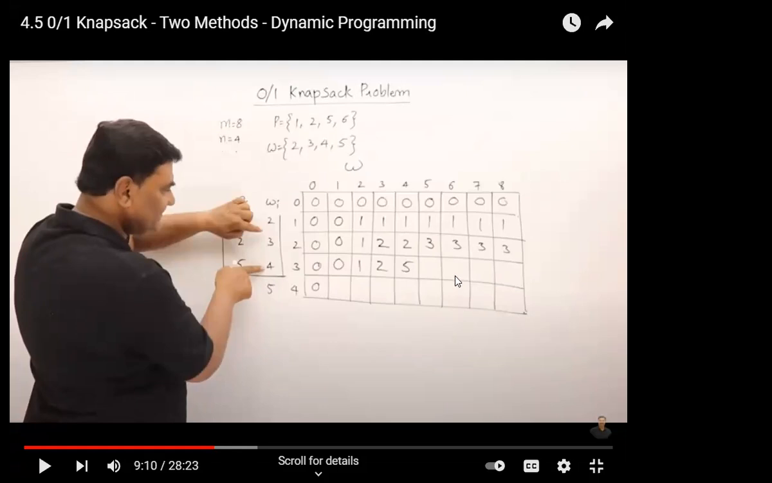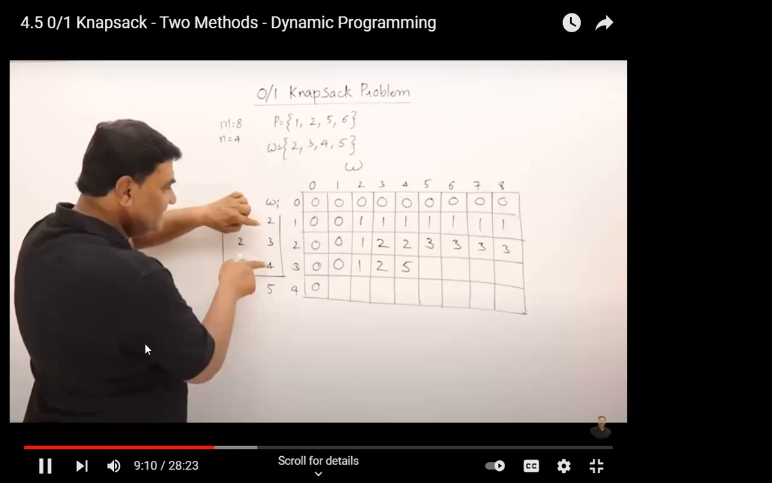So at 6th, because we are considering weight 2 plus 4, the profit will be 1 plus 5, so 6 will come here. Or anything else? At 6, 6 will come, and at 7, 7 will come. And can we add all the 3 items together? No. Because the weight will exceed, and that is why we cannot take the profit of 8.